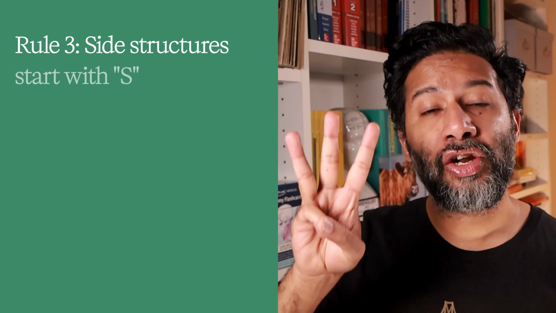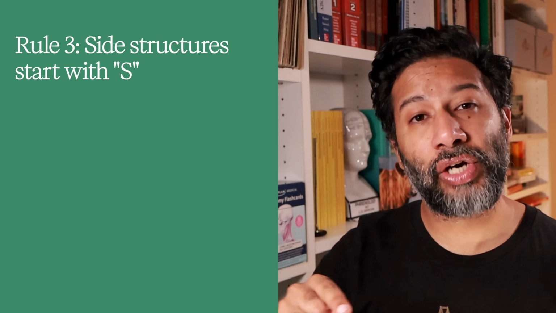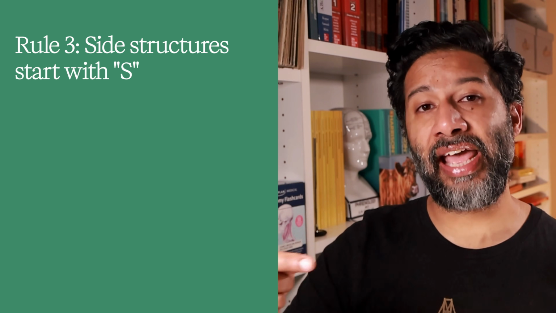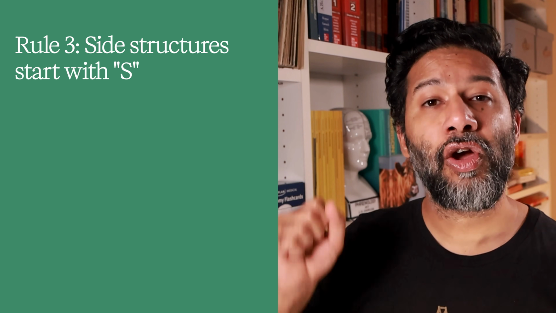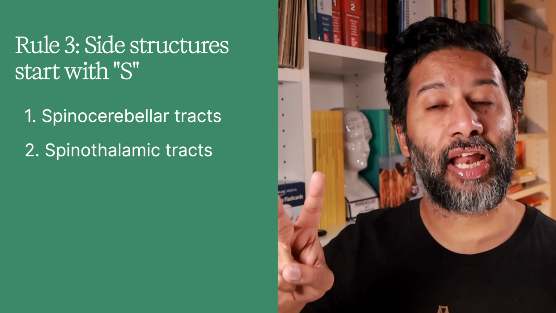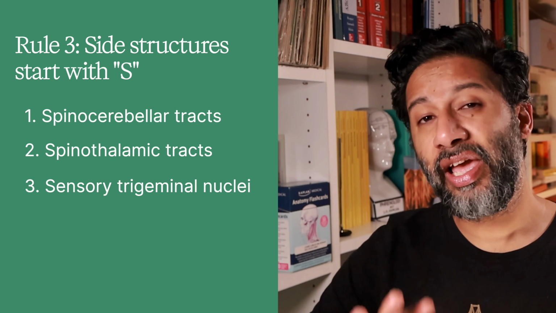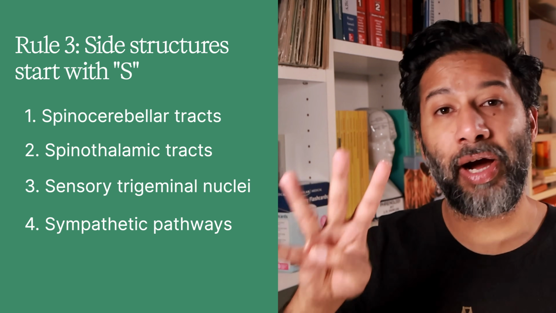So the third rule is the letter S. There are 4 side structures that begin with the letter S. What are the side structures? 1, the spinocerebellar tracts. 2, the spinothalamic tracts. 3, the sensory trigeminal nerve nuclei. And 4, the sympathetic pathway tracts.